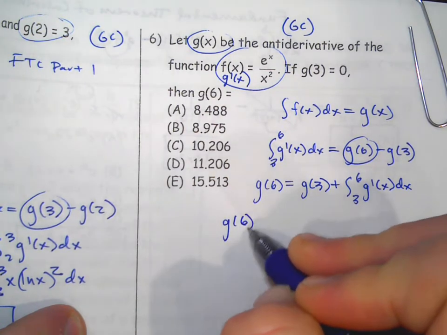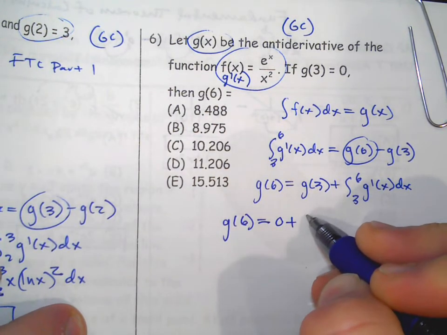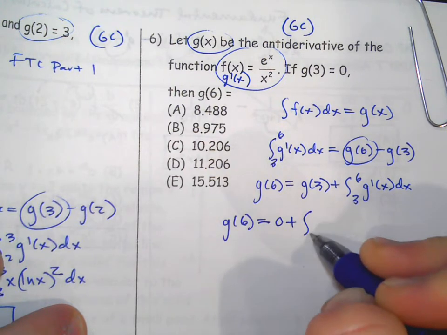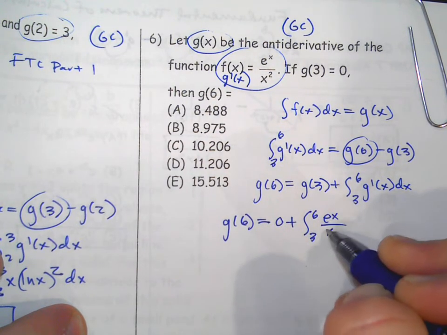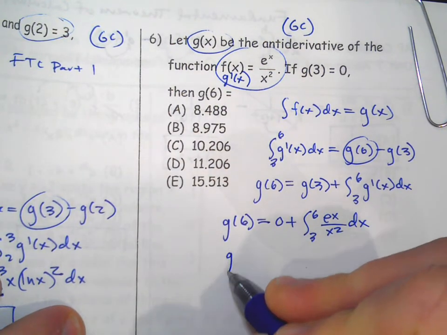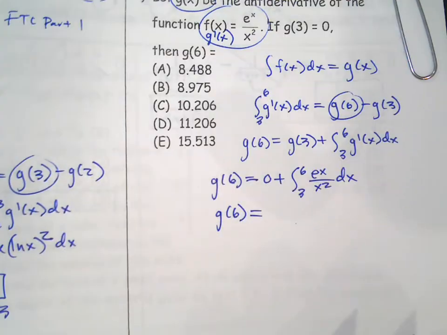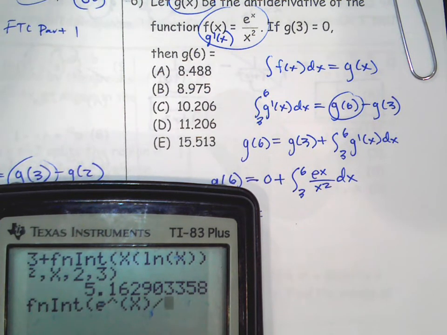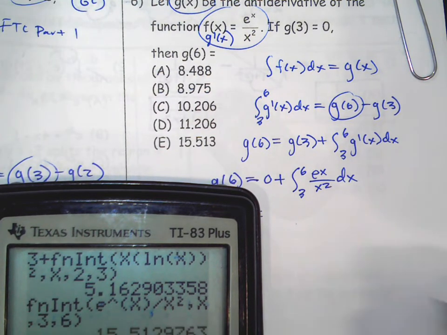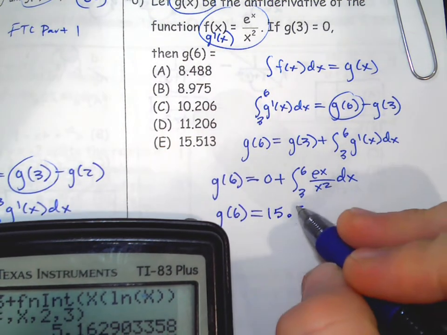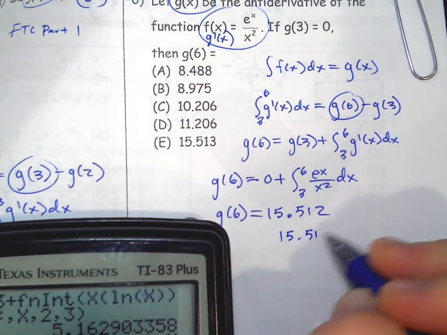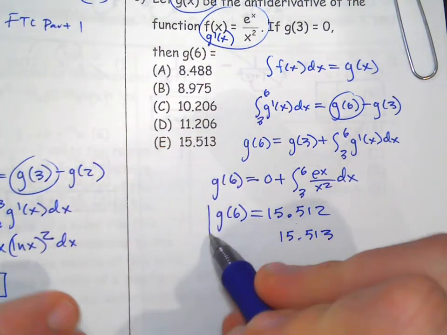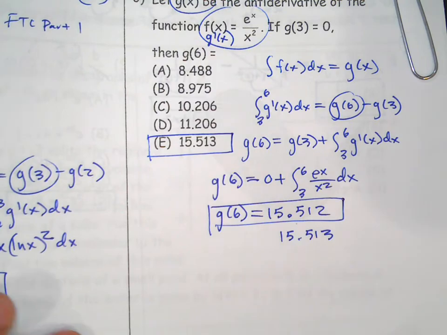So g of 6 equals g of 3, which is 0, plus 3 to 6 of e to the x over x squared dx. And I'm going to plug that into my calculator. Math 9, e to the x divided by x squared, comma x, comma 3, comma 6. And we're going to get 15.512 or 15.513. There you go. Pretty nice.